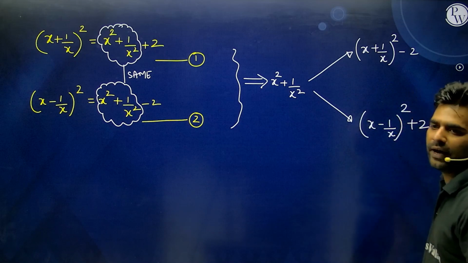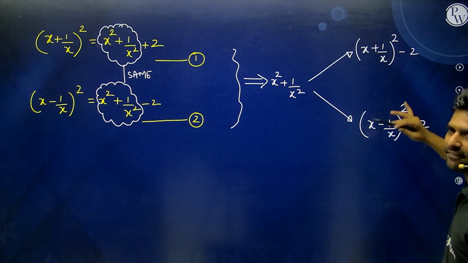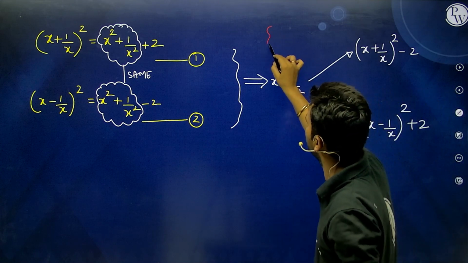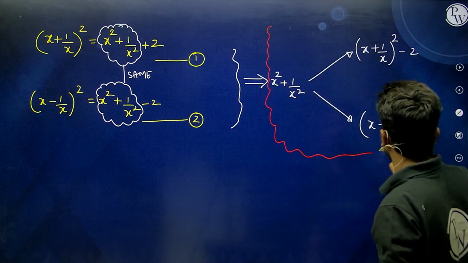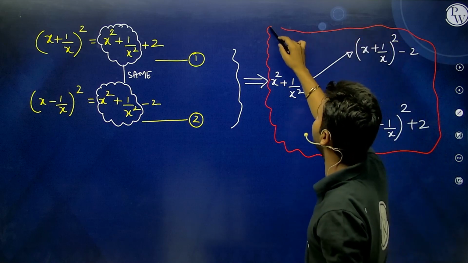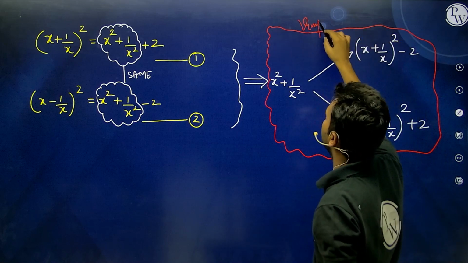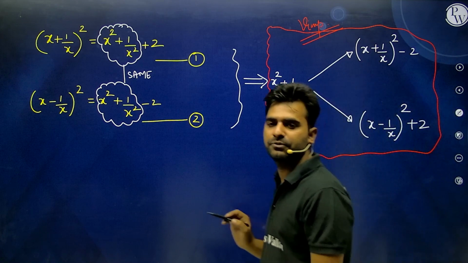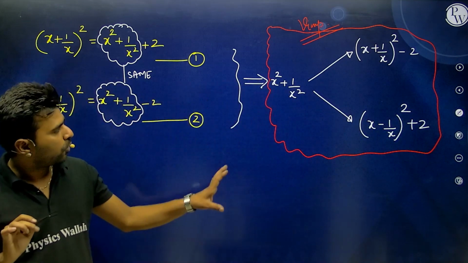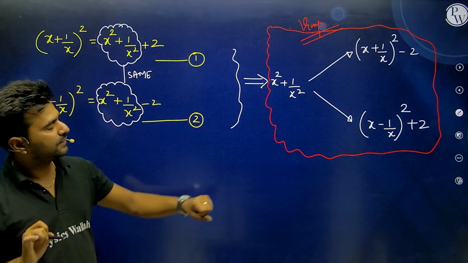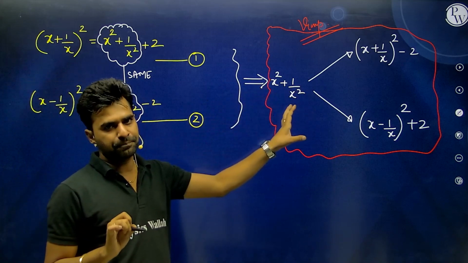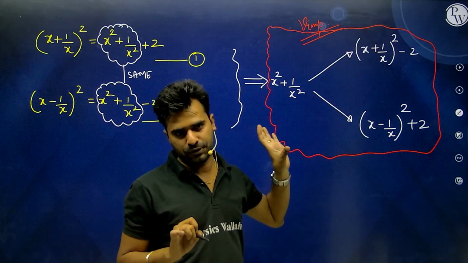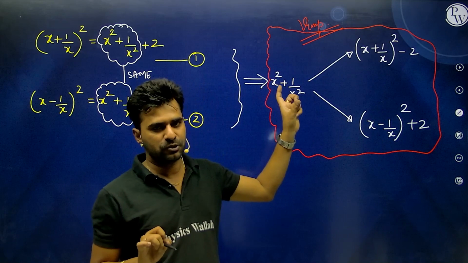Yes or no, everyone? So these two things are very, very important, guys. I'll tell you the importance of these two things in JEE questions as well. And I'll tell you how JEE frames up the questions. So I hope we are fine till here, that x square plus 1 by x square can be rewritten as either this or this. Two ways of writing down x square plus 1 by x square.